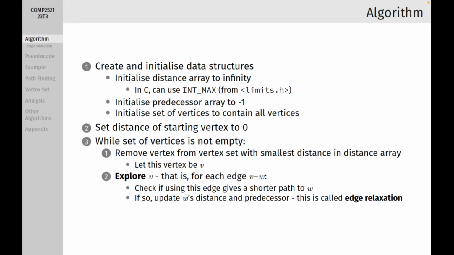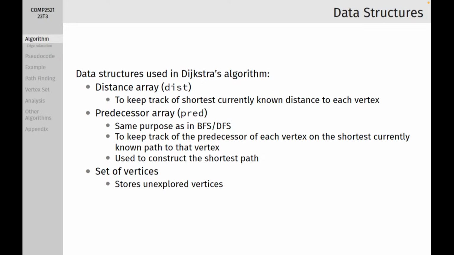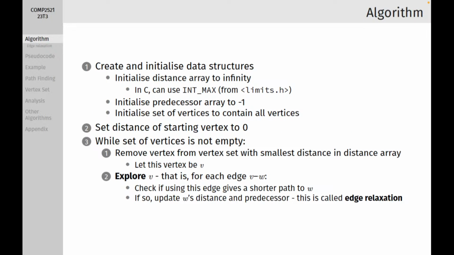So at a high level, here is what the algorithm does. First we create and initialize our data structures. First of all, we have our distance array. What do we initialize that to? Well, at the start of the algorithm, we don't know whether there is a path to any other vertices. We don't know what the distance is. So we initialize all the distances to infinity.